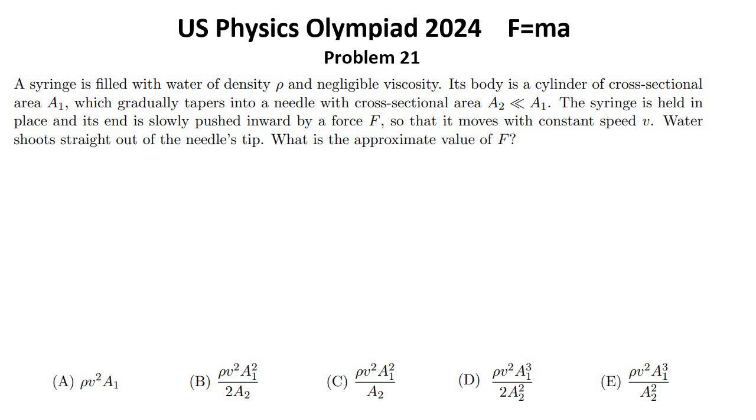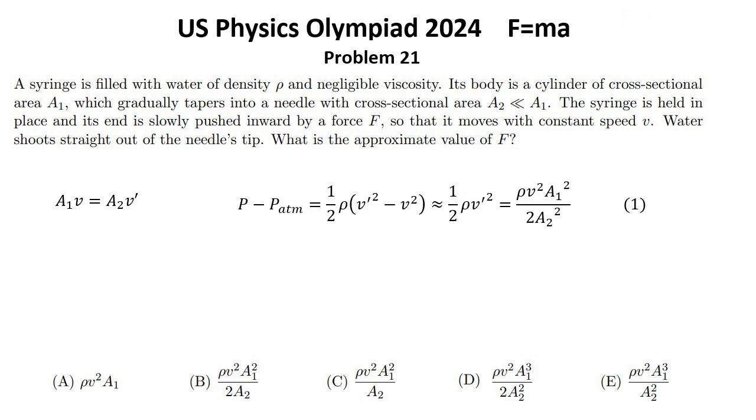Solution to problem number 21. If the water has speed v' when it leaves the needle tip, then A1 v equals A2 v'. The water outside the syringe has atmospheric pressure, so by Bernoulli's principle, the pressure P of the water inside the syringe obeys equation 1. The required force is the area times the pressure difference. That was answer D. Incidentally, if you don't know Bernoulli's principle, you can also solve the problem by equating the power, Fv, with the rate of change of kinetic energy of the water. This was the solution to problem number 21.